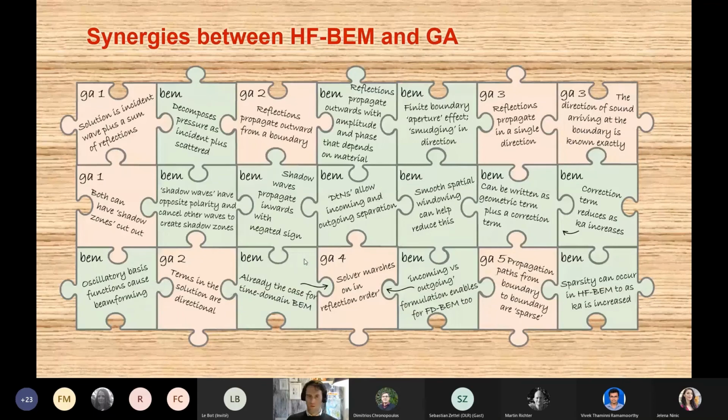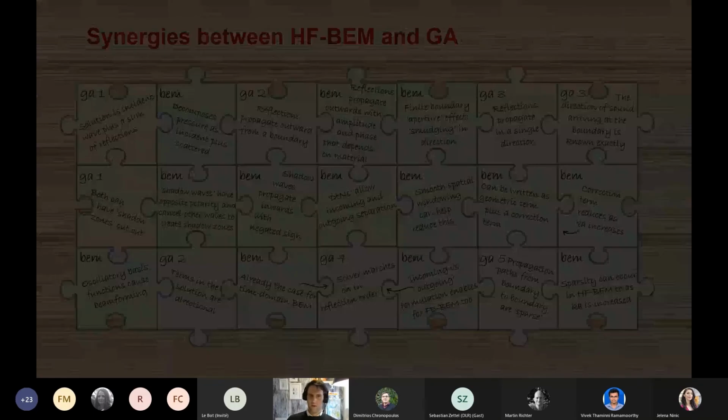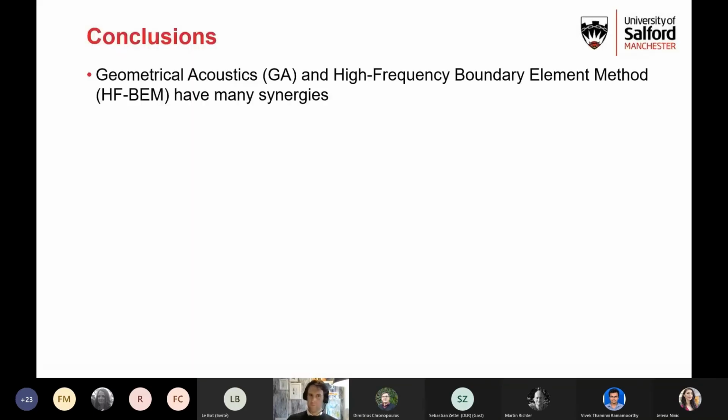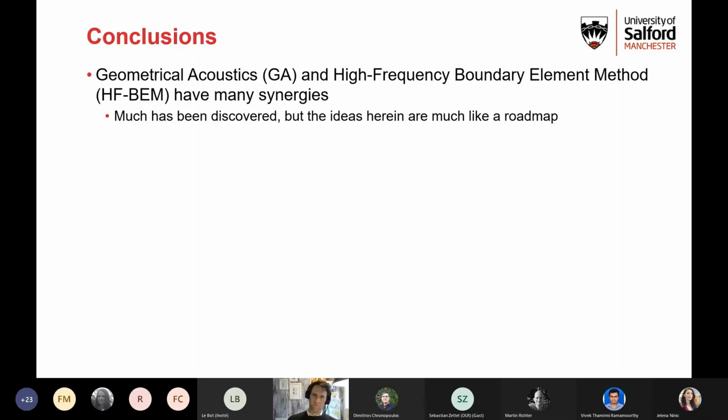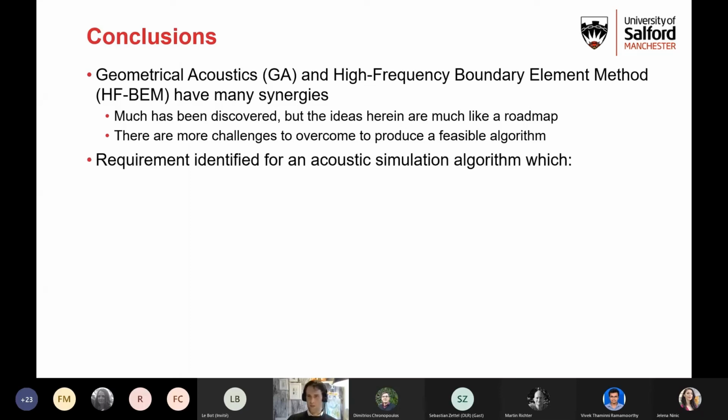I'll just draw some little conclusions here on another slide. So geometrical acoustics and high frequency boundary element method have many synergies. Much has been discovered, but the ideas here are a kind of roadmap. You'll see that I'm showing you lots of ideas, but no fully functional working algorithm. And there are more challenges to overcome to produce a feasible algorithm, notably to do with efficient integration and things like that.